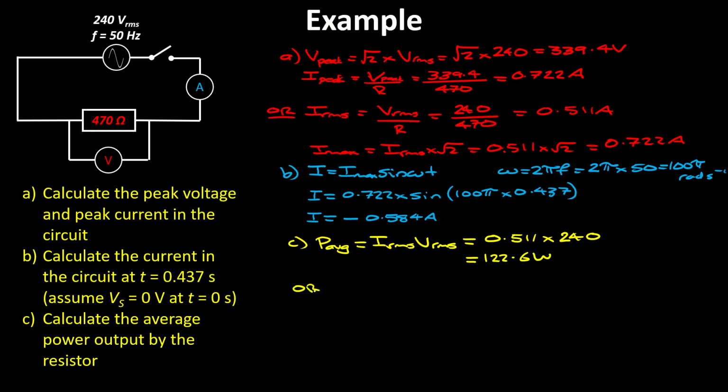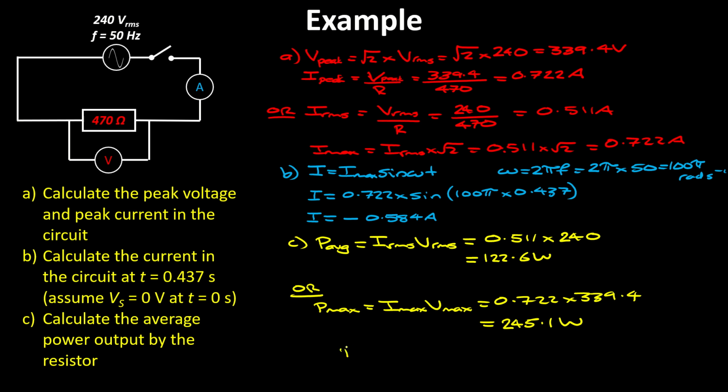The other way, a little bit more calculation in this one, you could find the maximum power, which would be the maximum current times the maximum voltage, which would be 0.722 times 339.4 is 245.1 watts. That was using unrounded values in the calculation.